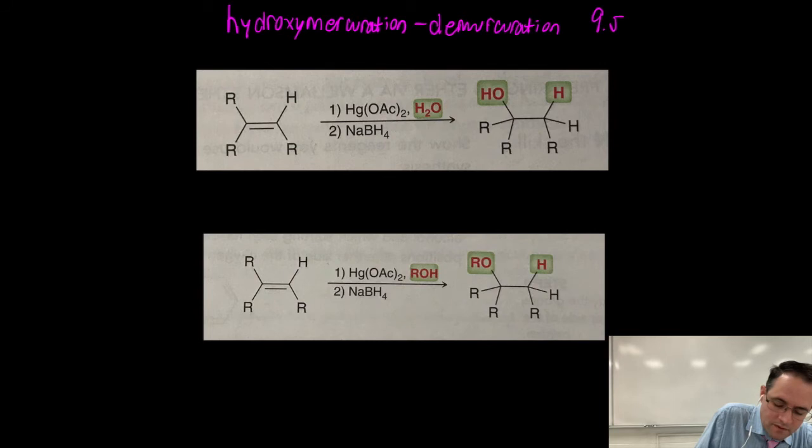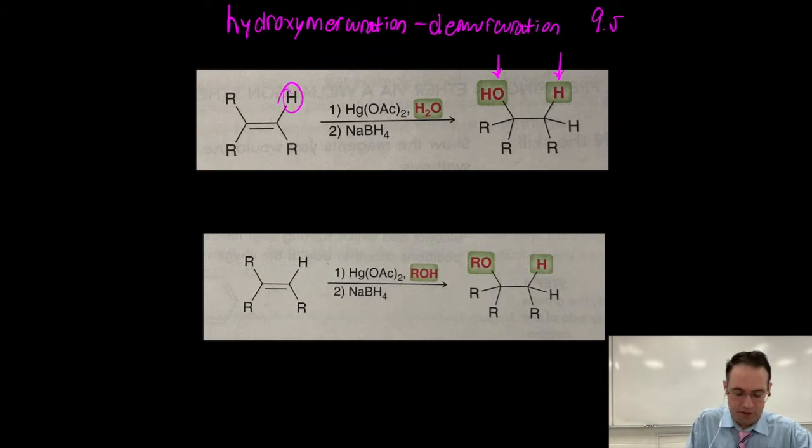A review of section 9.5 might be useful for you, but basically we're adding water across the carbon-carbon pi bond in a Markovnikov fashion that avoids rearrangement. So the OH goes on the more substituted carbon, and the hydrogen goes on the less substituted carbon.